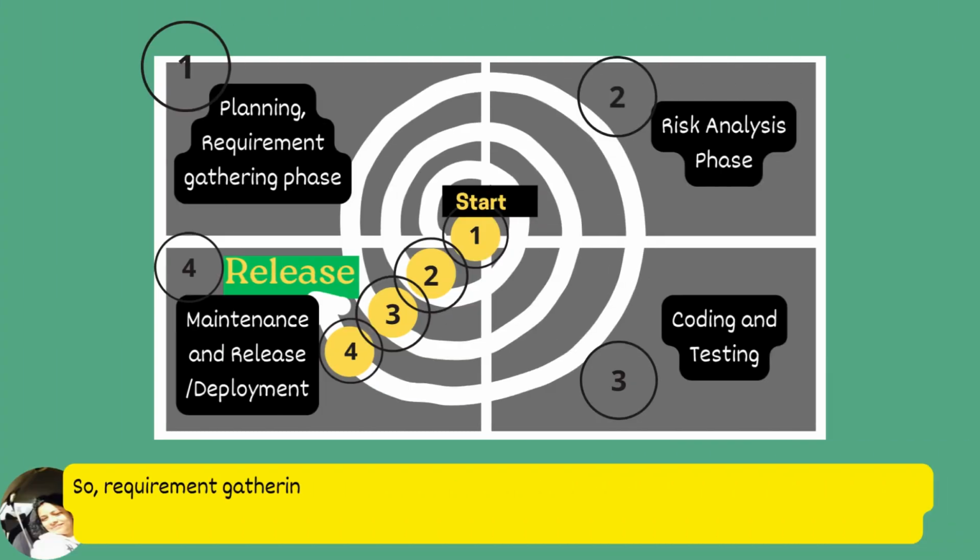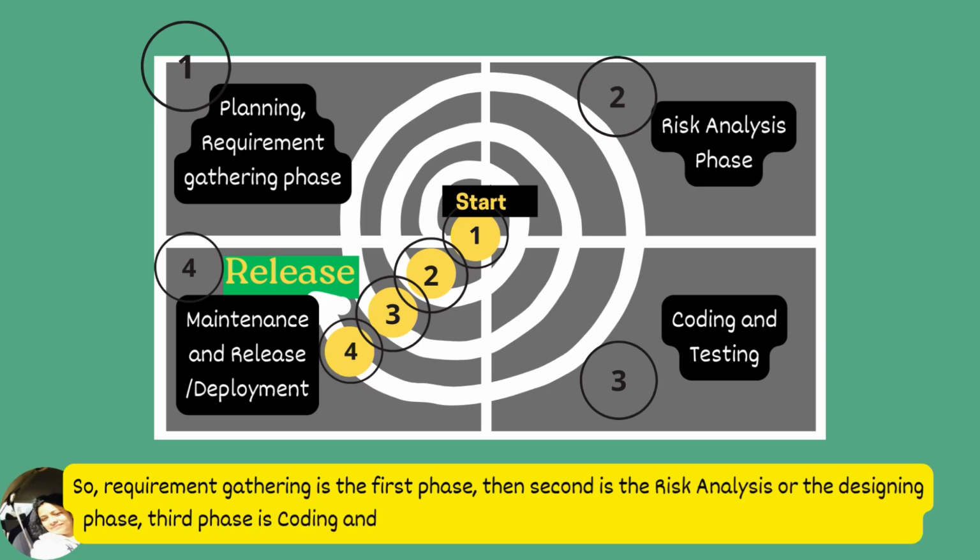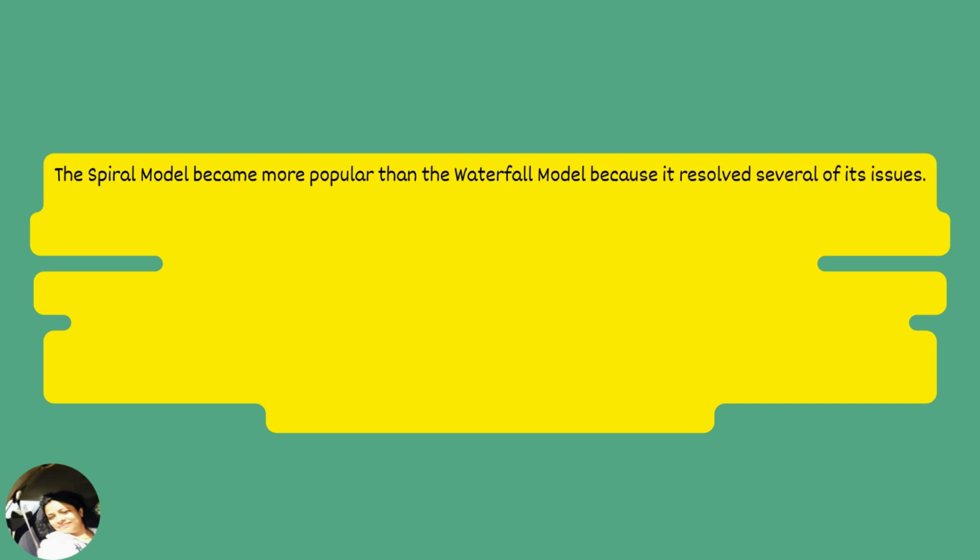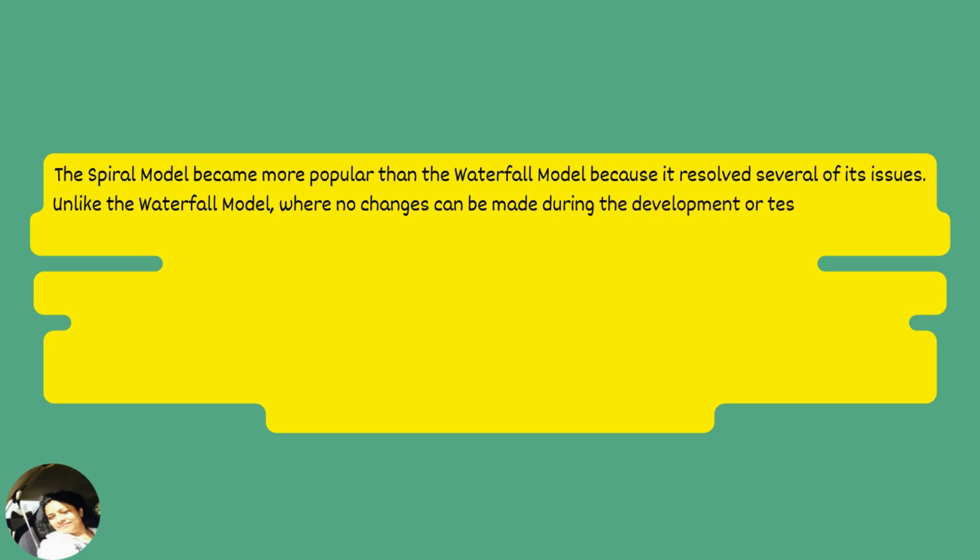So, requirement gathering is the first phase. Then, second is the risk analysis or the designing phase. Third phase is coding and testing. And fourth is maintenance and deployment phase. The spiral model became more popular than the waterfall model because it resolved several of its issues. Unlike the waterfall model, where no changes can be made during the development or testing phases, the spiral model allows for easy accommodation of new changes.